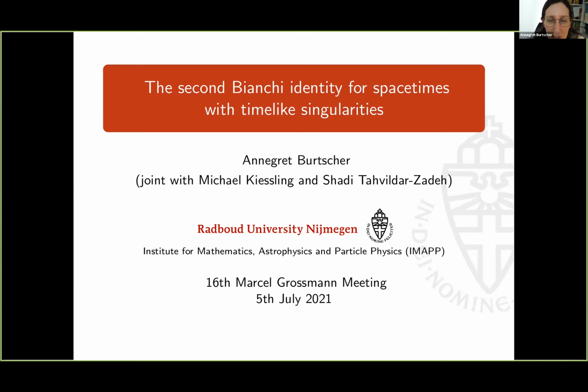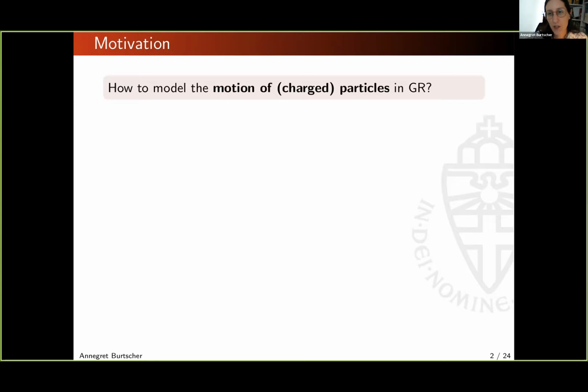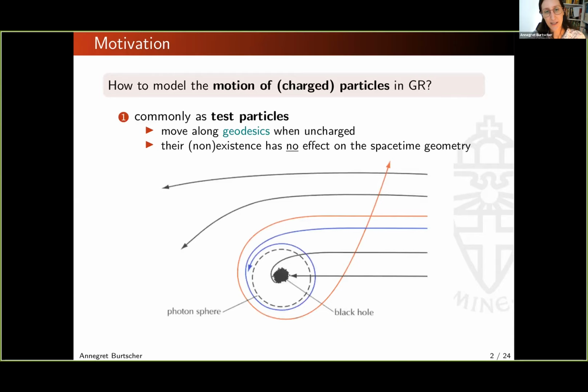So it's about studying the second Bianchi identity for spacetimes that have a certain kind of time-like singularities. And I will first talk about what is the motivation for studying this problem and then different aspects of it. So the motivation comes from trying to understand the motion of charged massive particles in general relativity. And the standard textbook approach to this is via test particles, and that involves basically just studying the motion along geodesics, well, when the particles are uncharged. And the point is that these particles then have basically no effect on the space-time geometry because they don't exist, they're just test particles.